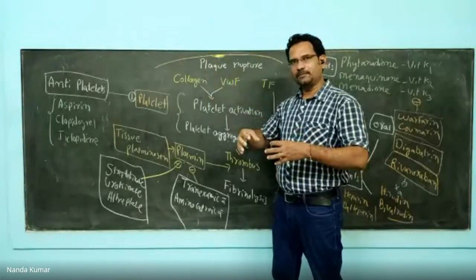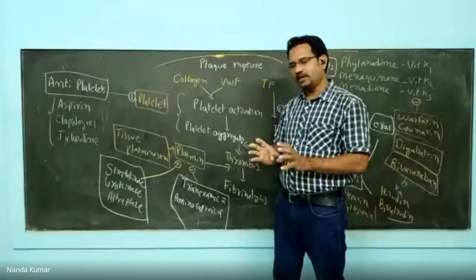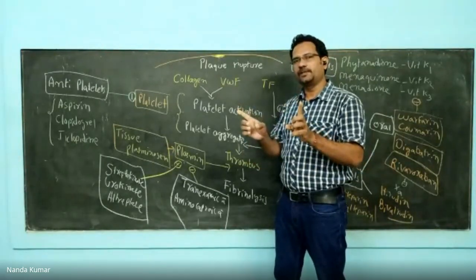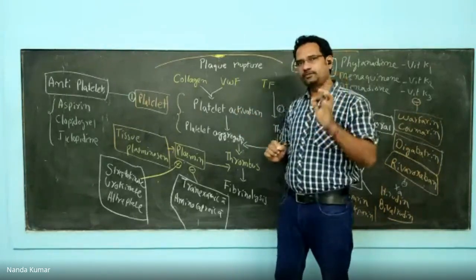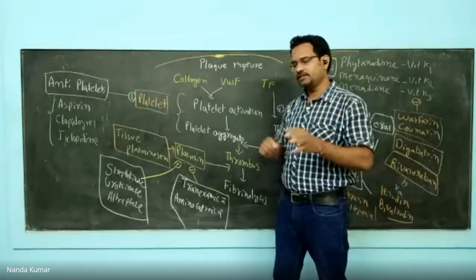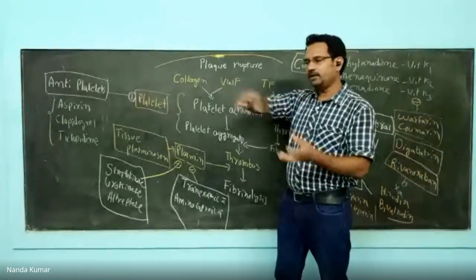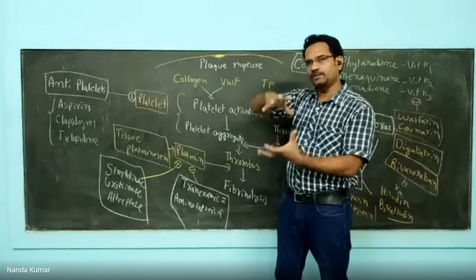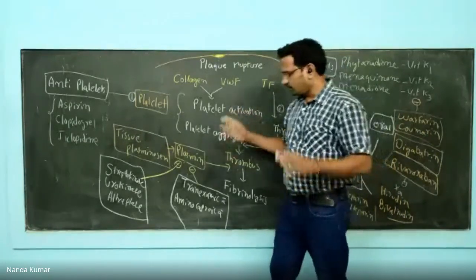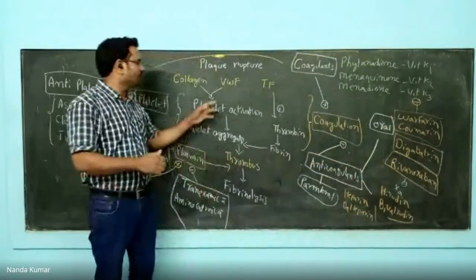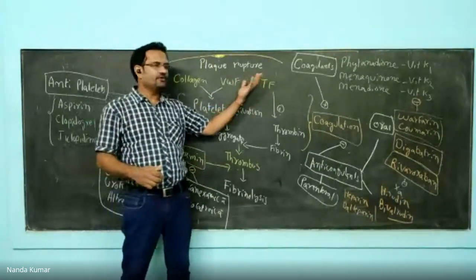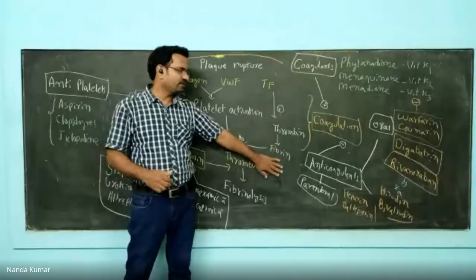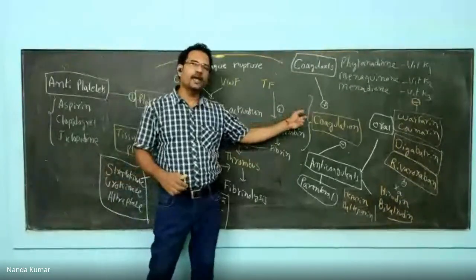Once they come, further activation occurs and the surface expression of GP2B3A receptors will be there. The significance of GP2B3A receptors is that these receptors bind with fibrin, and all the platelets will tie together with fibrin through these receptors and it forms a clot. So where do you get fibrin? Fibrin comes from the activation of tissue factor. When tissue factor is activated, it activates thrombin. Thrombin converts fibrinogen to fibrin. This process is called coagulation.